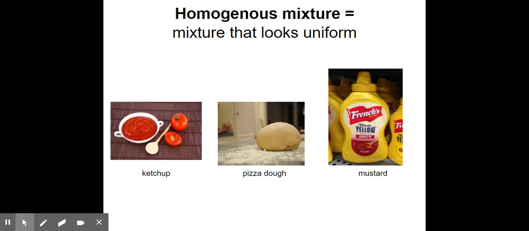A homogeneous mixture is a mixture that looks uniform, that it is uniform. It's mixed on a very fine level. So like ketchup and pizza dough and mustard, they look like one thing. Okay, and they're mixed at a very small level. Like the pieces that are mixed together are very fine.